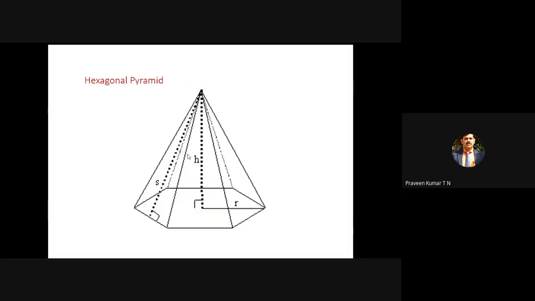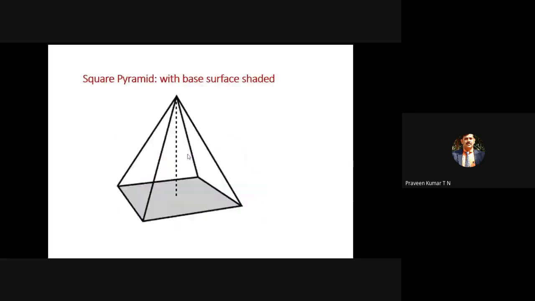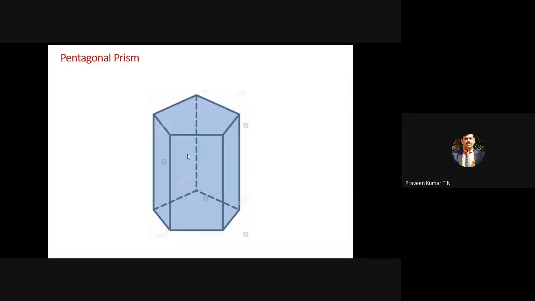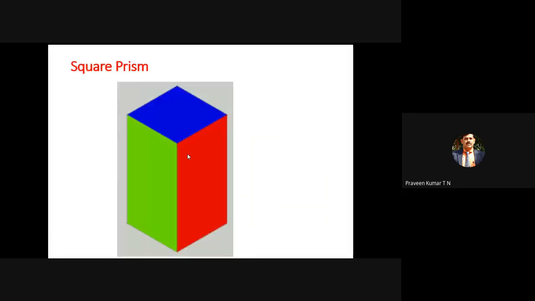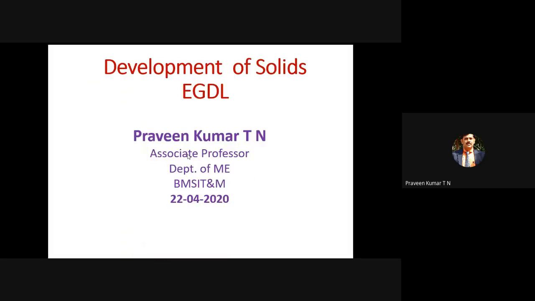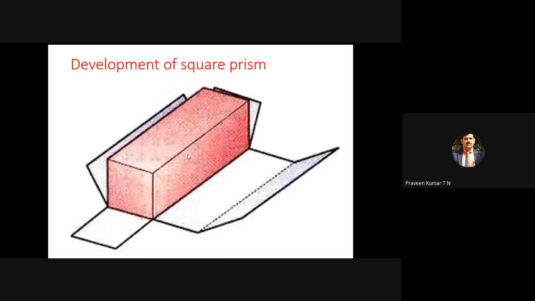The cube and all those things we will study later. First we'll come back to the actual problem now. First you understand this. I think this is the development of a square prism. So now we have a square here, this is a square prism.